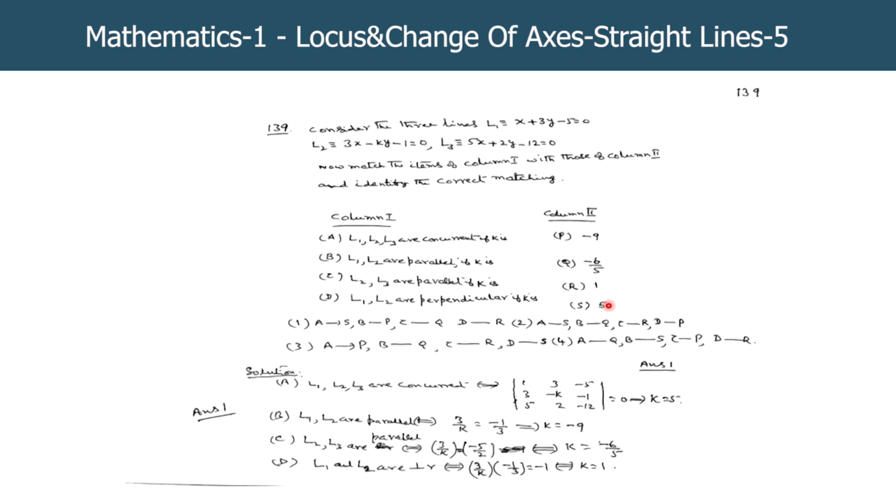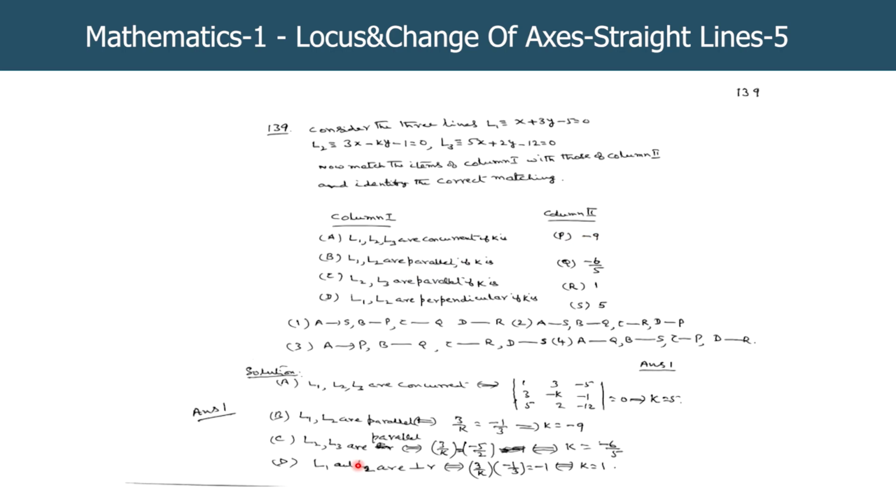So k is equal to 5 means for A, the matching is S. B, L1 and L2 are parallel if and only if the slopes are equal. That means 3 by k is equal to minus 1 by 3. So k is equal to minus 9. So for B, matching is P.